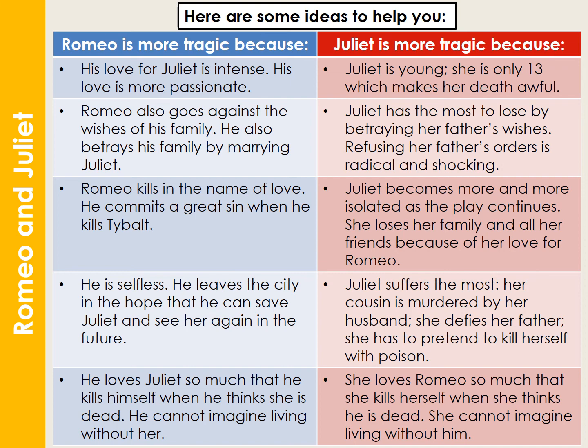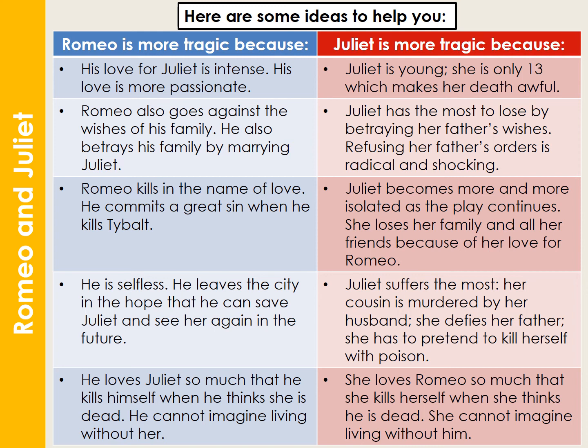Okay, here are some ideas to help you. You can now go back to your columns and add any ideas that you perhaps missed or hadn't considered. In column A, Romeo is more tragic because his love for Juliet is intense. His love is more passionate. He also goes against the wishes of his family and betrays his family by marrying Juliet.